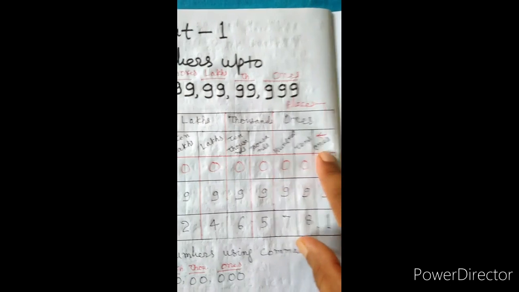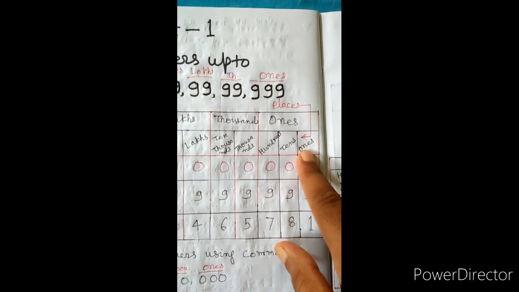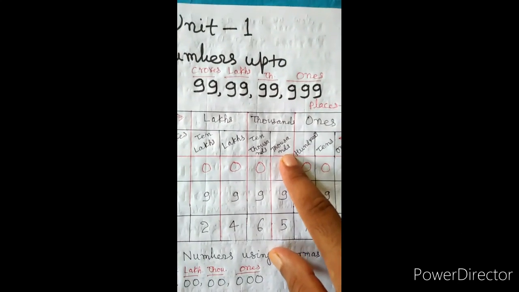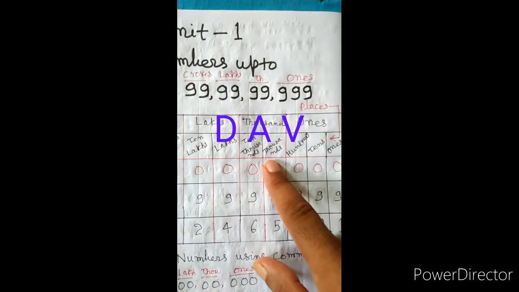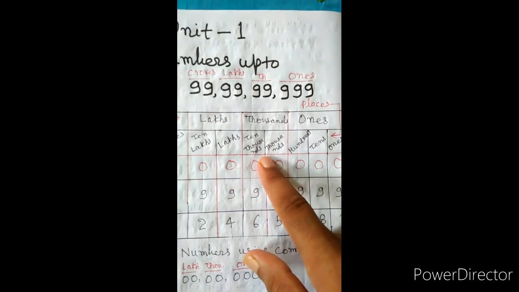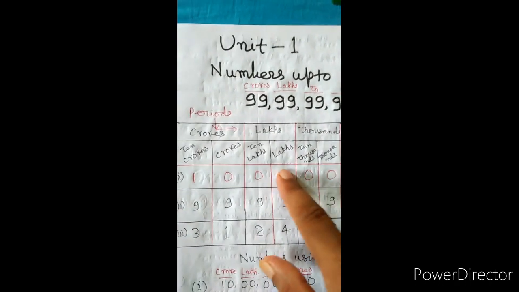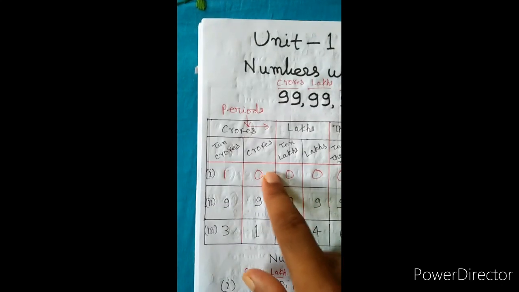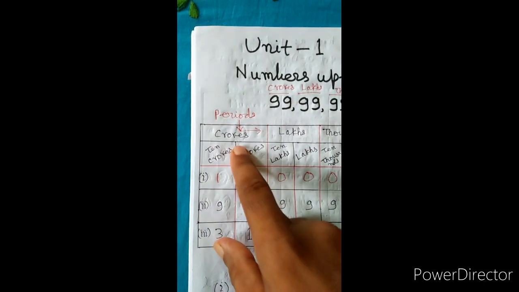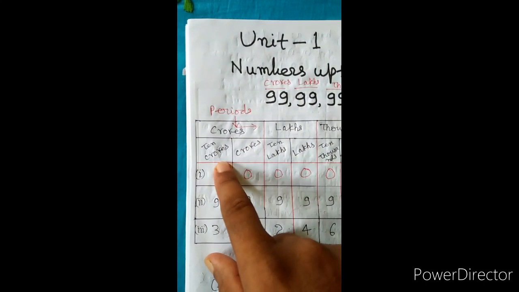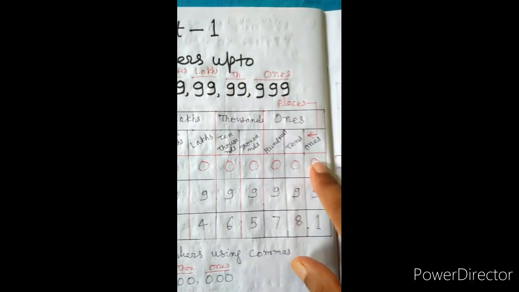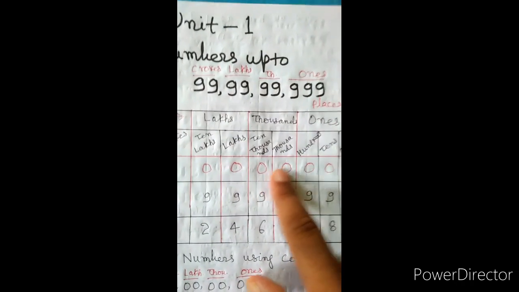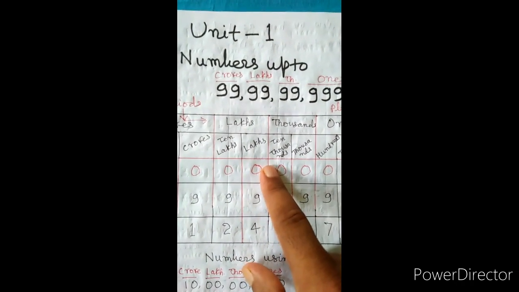There are 3 places in ones period: ones, tens, hundreds. There are 2 places in thousands period: thousands, 10,000s. There are 2 places in lakhs period: lakhs, 10 lakhs. There are 2 places in crores period: crores and 10 crores. In this way, ones period contains 3 places, whereas the rest of the periods contain only 2 places each.